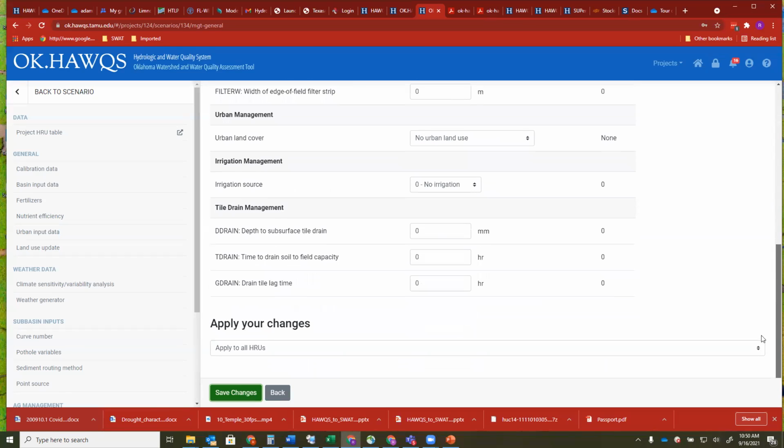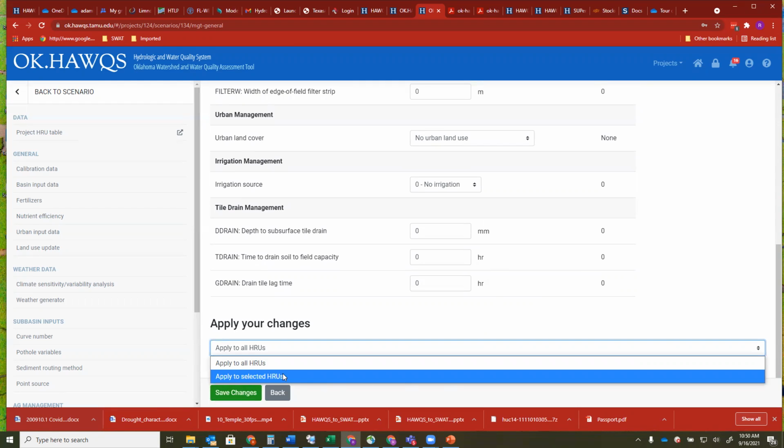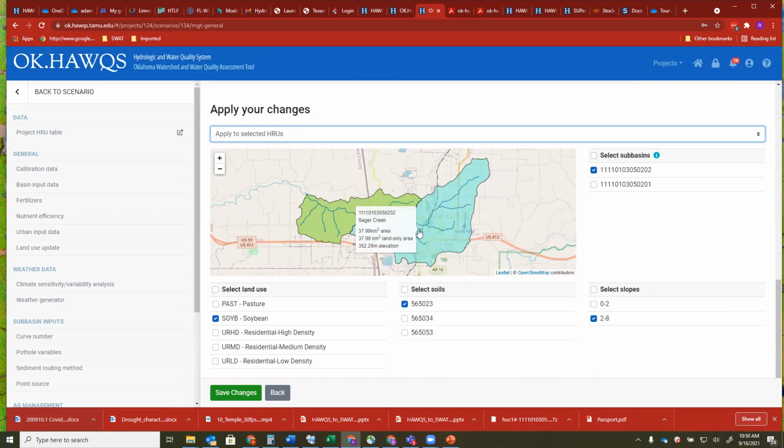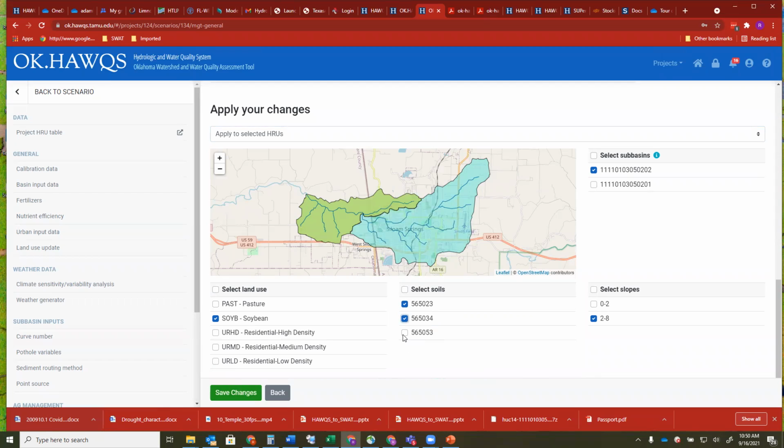And whatever changes you made, you will see whether you want to apply that to all HRUs or specific HRUs. So it can be on this watershed only, or on both watersheds, or many other watersheds if you have more watersheds here. And then for a specific land use, specific soil, maybe all soils in this watershed where the slope is above 2%, there is a terrace or contour cultivation and so on. And you can say apply the change.